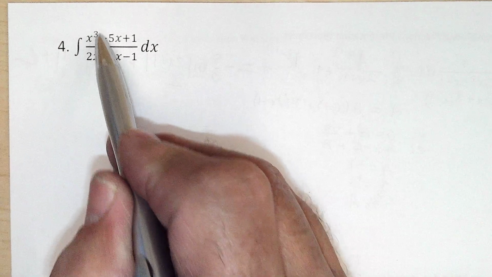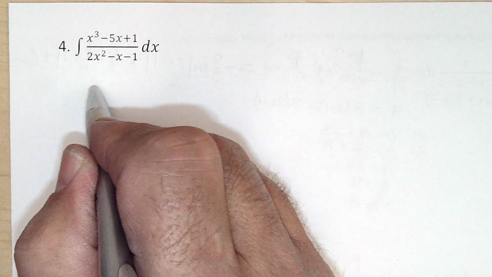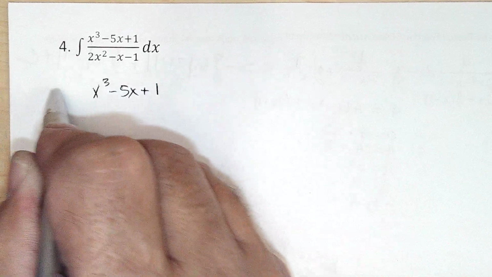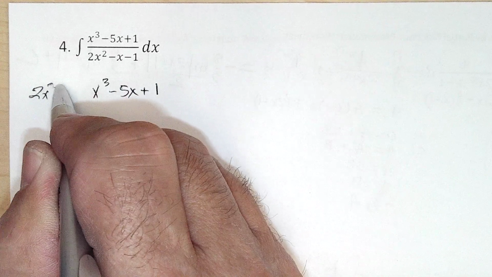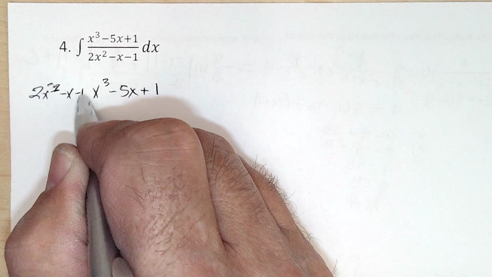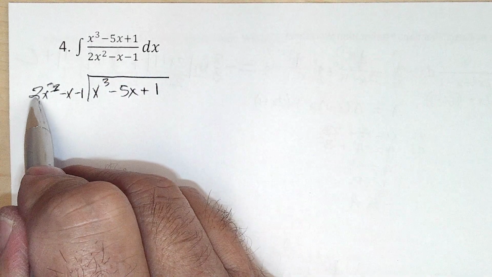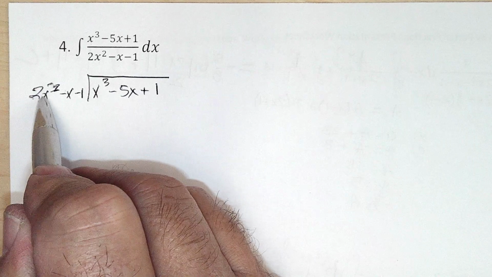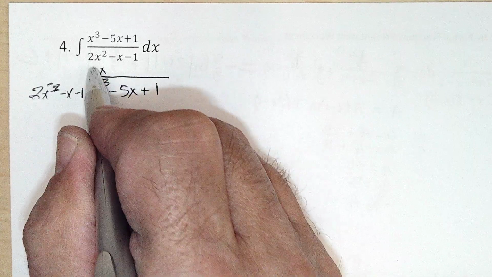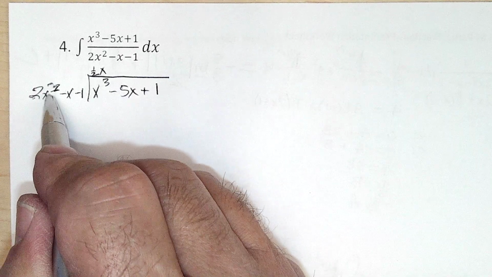If you have a degree higher than the denominator, you need to divide that into that. So you got x to the 3rd minus 5x plus 1 divided by 2x squared minus x minus 1. And some of you don't remember how to divide. You have to say, what do you take times 2x squared to get x to the 3rd? It's got to have an x, and it's got to have a half. The half gets the 2 gone, the x makes it x to the 3rd.